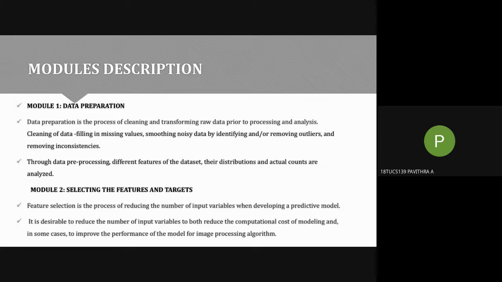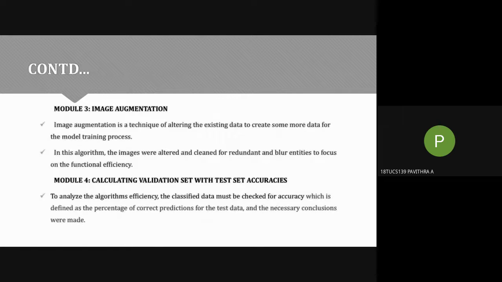And then next slide. Module 3 is about image augmentation, which is a technique used to artificially create new training data from the existing data. We have performed some transformations on the images, such as shifts, flips, and zooms, and the size of the image. Do you have the implementation part for each and every module over here? Yes, ma'am. Okay.